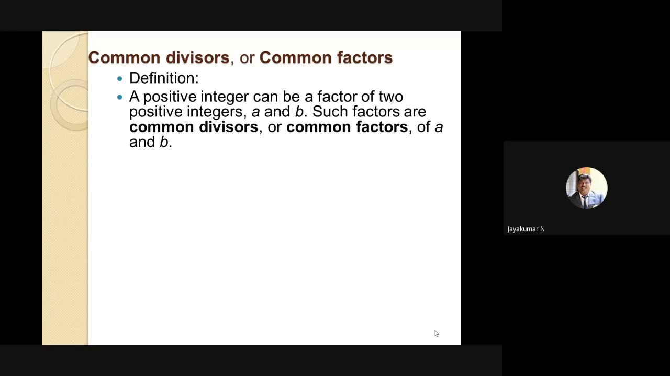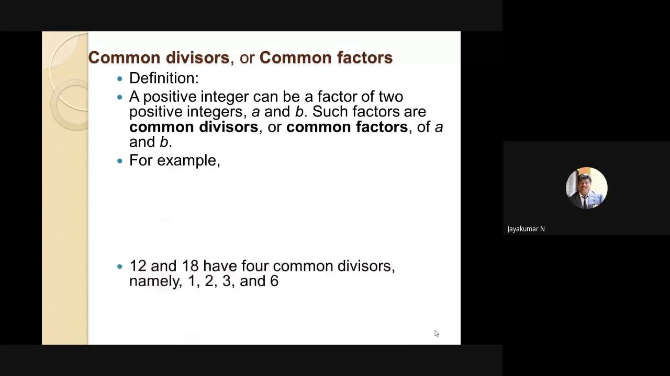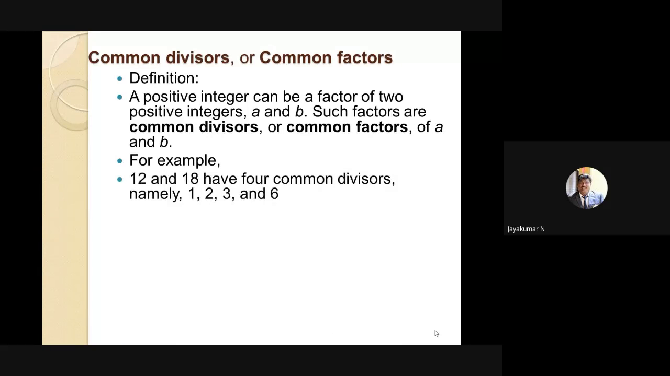So a positive integer can be a factor of two positive integers a and b. Such factors are called common factors or common divisors. For example, we have two integers, say 12 and 18, which have four common factors, namely 1, 2, 3, and 6. So the common factors of 12 and 18 are 1, 2, 3, 6.